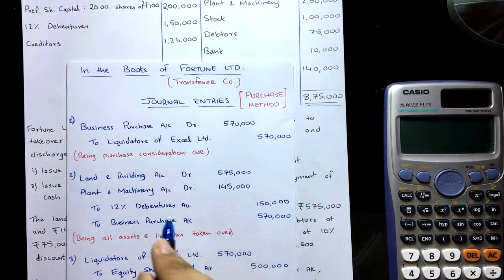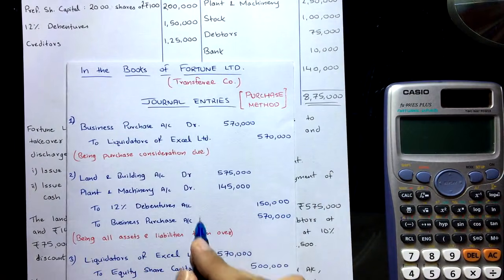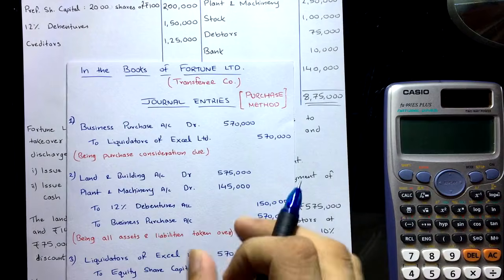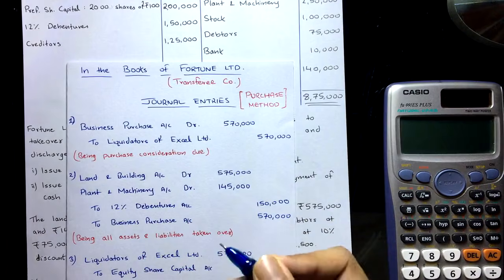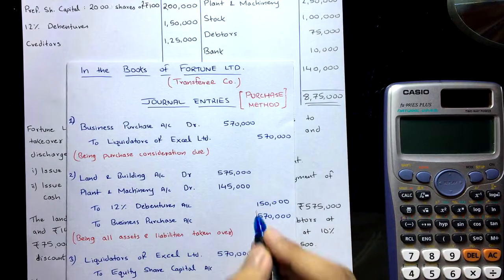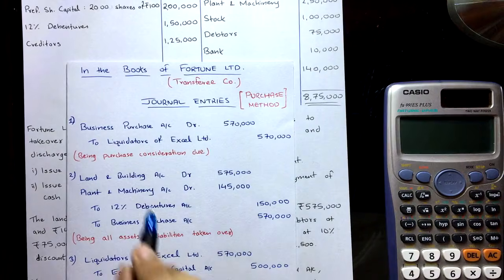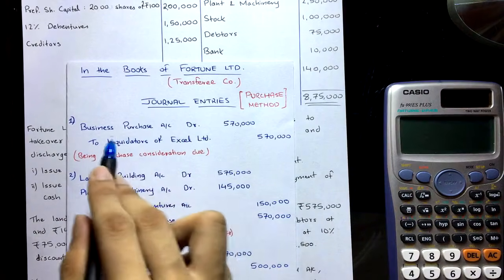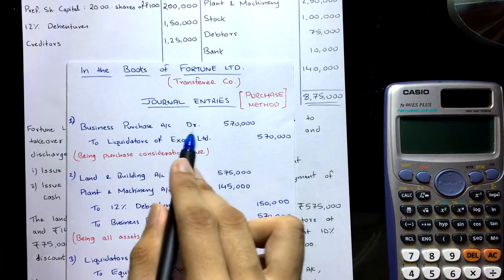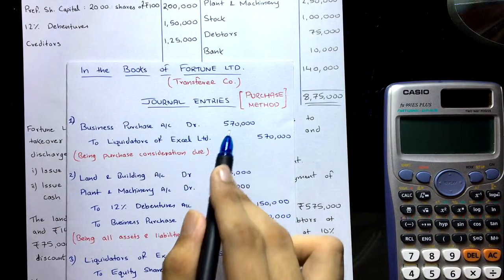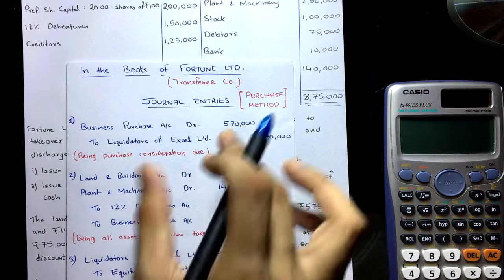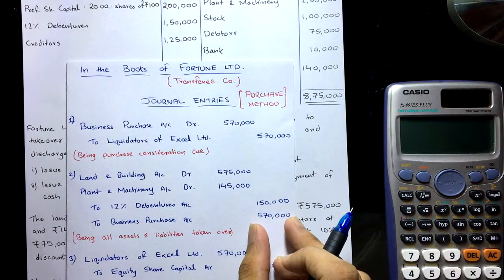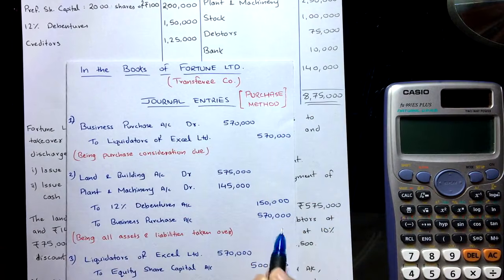So to 12% debentures, 1,50,000. Liability is increasing. We have acquired that liability, and we have to record it. To record the liability, we have to increase the liability in our Fortune Limited books. So credit the debentures account. And then what do you do? You close that business purchase account, that temporary account we opened. Business purchase account debit 5,70,000 needs to be cancelled. So that is why we credit here to business purchase. Here it was debited. We cancel that account with an equal credit of the purchase consideration amount.